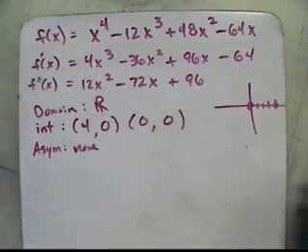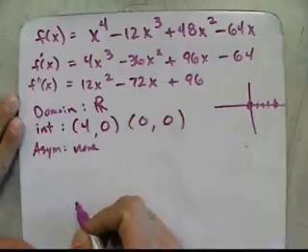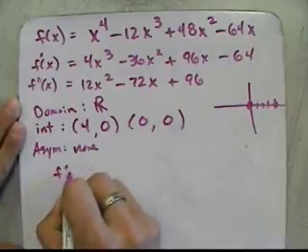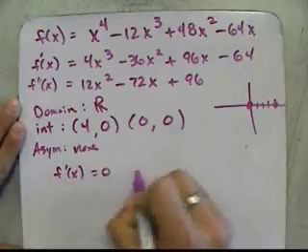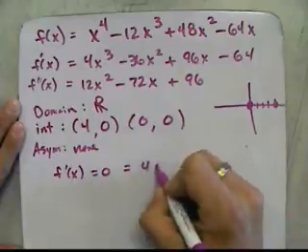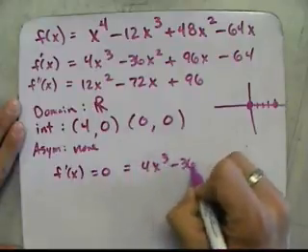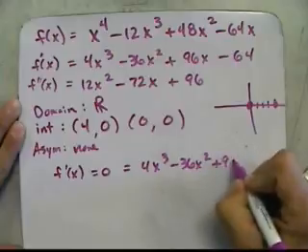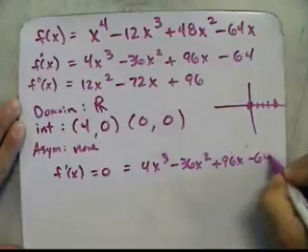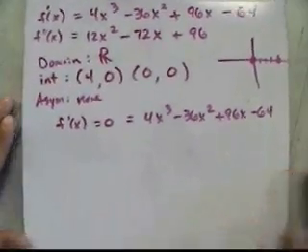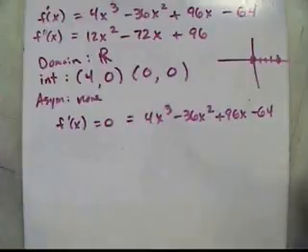Now let's go ahead and do the first derivative and set that equal to 0. I want to find out where the first derivative equals 0. So I'm going to set the f prime of x equal to 0, which would equal this 4x to the third minus 36x squared plus 96x, and then minus 60. So now I'd like to solve for that if I can.